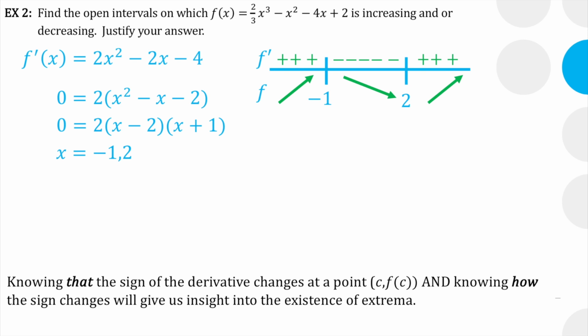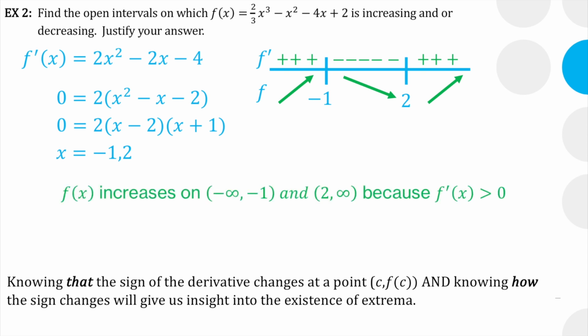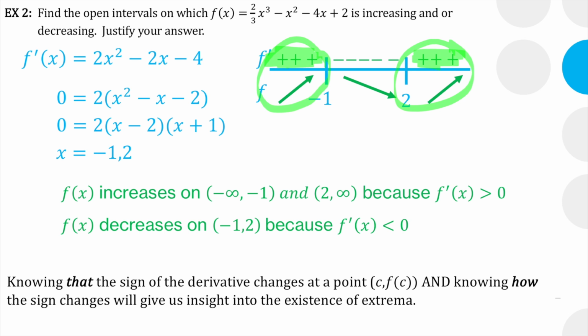So to explain all this, I would say f of x increases on negative infinity to negative 1 and 2 to infinity because f prime of x is greater than 0. F of x decreases from negative 1 to 2. It's in the middle here because f prime of x is less than 0.